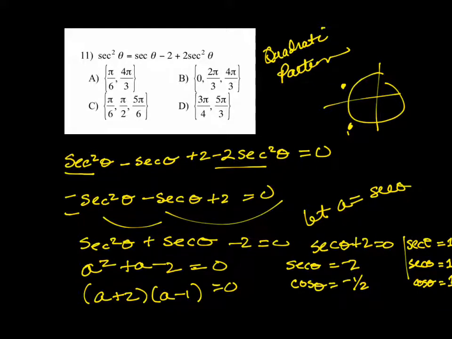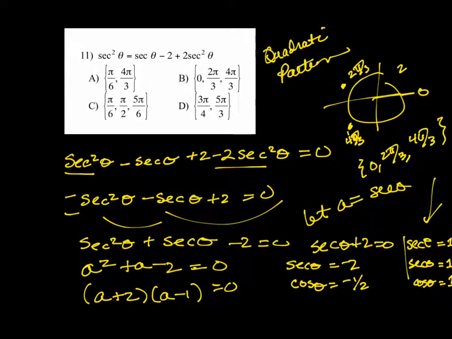So the half is the pi over 3 reference angle, so that would be 2 pi over 3, and 4 pi over 3. And then, where is it 1? It's 1 at 0 for this side. So our answer should be 0, 2 pi over 3, and 4 pi over 3, which looks like B.